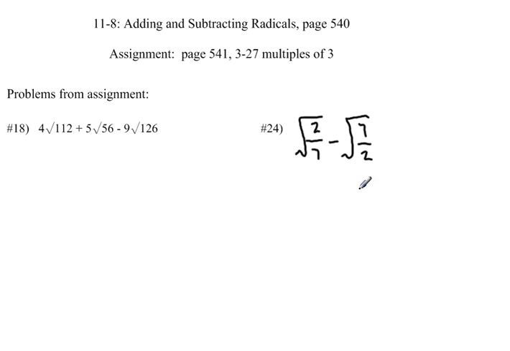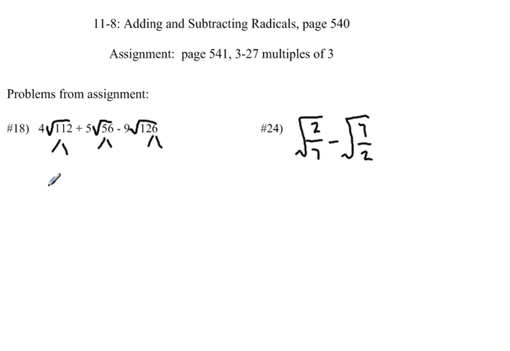In the way of problems from the assignments, the ones that I've been asked the most about. Number 18, 4 square root of 12 plus 5 square root of 56 minus 9 square root of 126. Your key again is breaking this down to simplify all of these before you can combine anything.